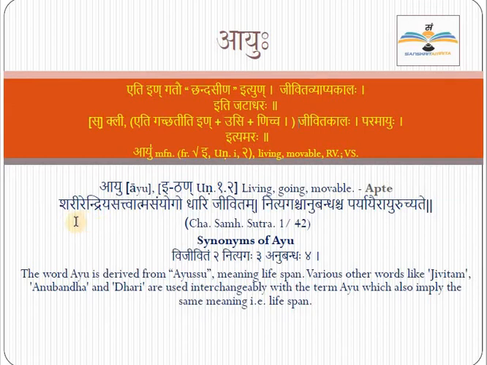Sarira Indriya, joined as Sarirendriya. Sarira, body, Indriya, senses, Sattva, mind, and Sattvatma, Sattva plus Atma. Atma means soul. Sanyoga means combination. So the combination of body, senses, mind and soul is called dhari, life. So dhari is a synonym of life, of ayu. Jivitam is another synonym of ayu.